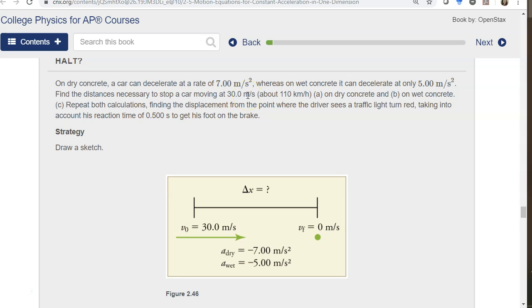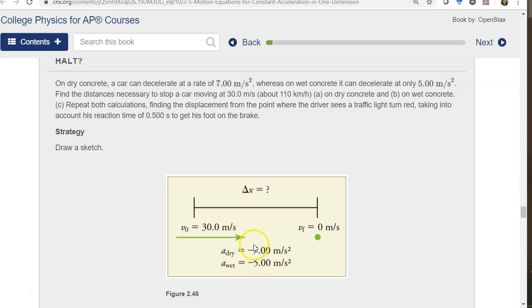You know that the vehicle is moving at 30 meters per second, right? So that's time 0, velocity 0. But then you know that the goal here of this question is to figure out how long it takes for it to stop. So you have the velocity sub final equals 0 meters per second.